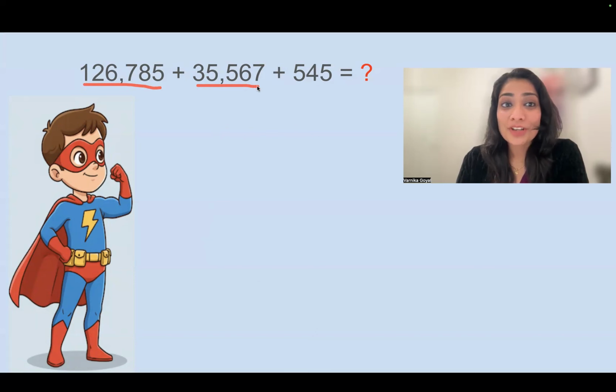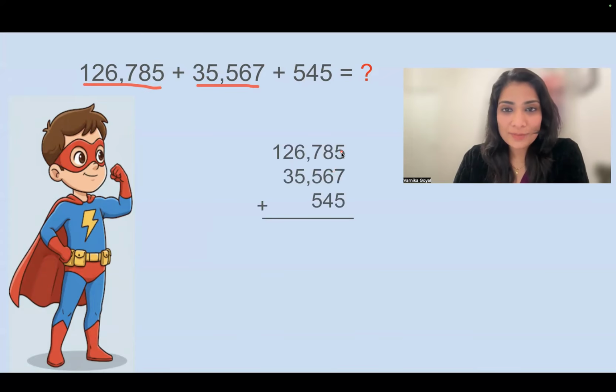First step, because it's more than two numbers, let's line them up and use a vertical method. So we line them up such that all ones are at one's place and are together. So on and on. Ones, tens, hundreds, thousands, 10,000s, and 100,000s. Our first step is to go and add all ones together. 5, 7, 5. 5 plus 5, 10, and 7, 17.